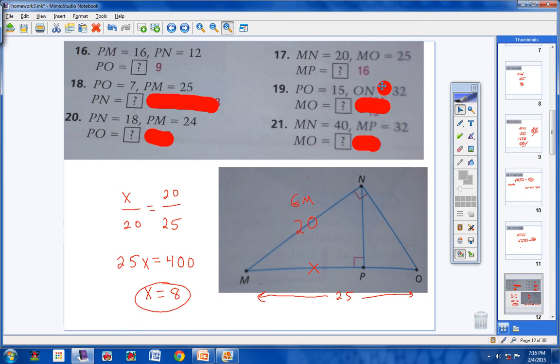Did I do that wrong? Oh, my fault. Sorry, guys. That's right. 25 would go into 400 16 times, not 8. Tried to do it too fast in my head there. 25 goes into 400 16 times. So the answer is 16. Alright, let's continue on.